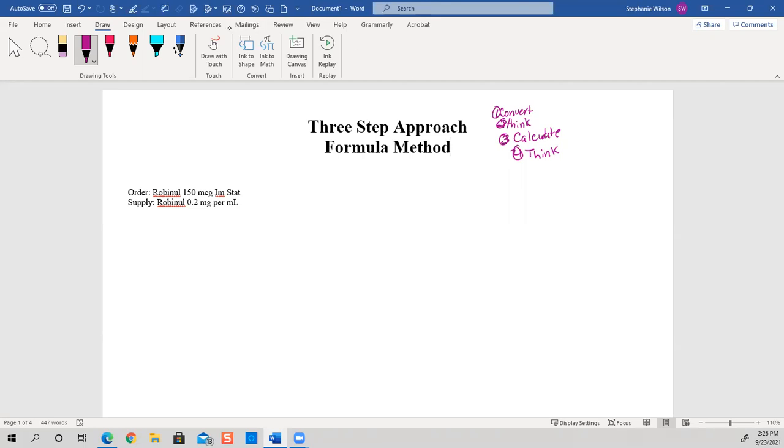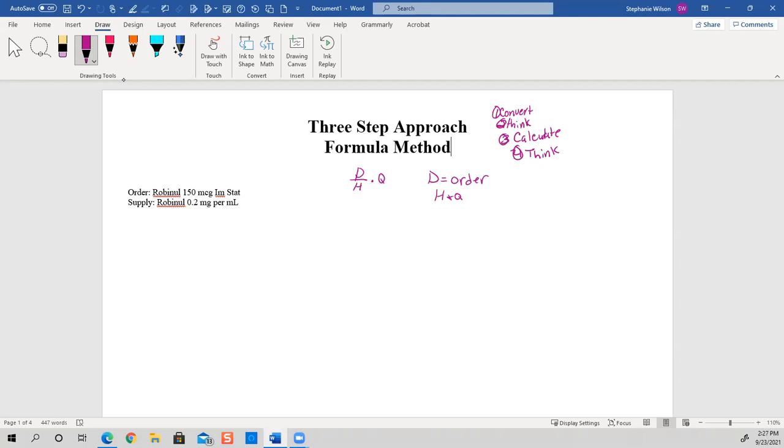All right, so let's go back and solve this using the formula method. Well, when we talk about the formula method, we're talking about desired over have times quantity. Okay, so what is D? D is going to be our order. It's what we desired, what we're told we need to solve for or give, administer, or whatever it may be. H and Q is going to be what we have available to work with.